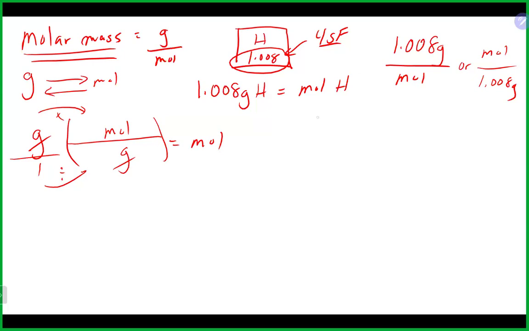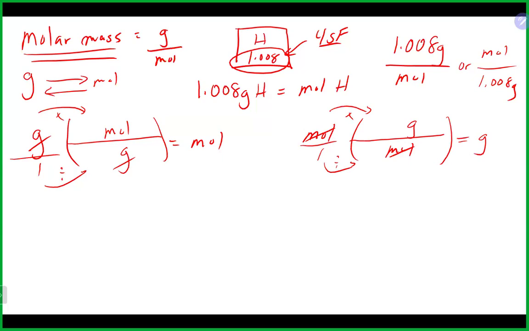If you have moles and want grams, you're going to multiply by the molar mass. And you can take the grams over the moles. And once again, going to multiply and divide. Moles will cancel, going to leave you with grams. That is probably the most common conversion factor that you could have.